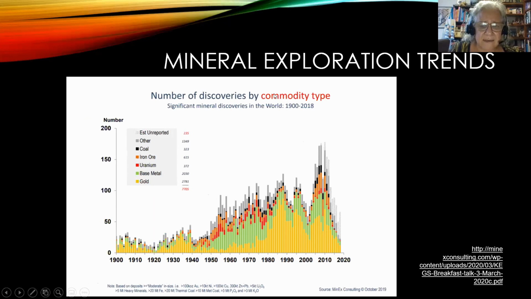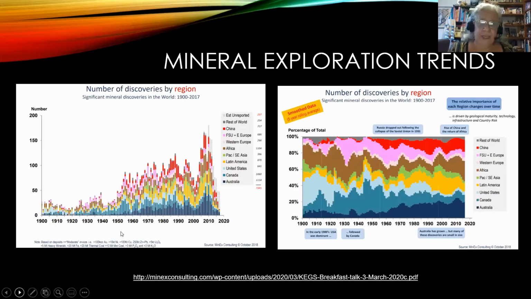And this is number of discoveries by commodity type. You can see gold is very important, as well as iron ore, and by region. So we find here in all regions where we have more discoveries. And here is the number of discoveries. This is smoothed data using a rolling average of 5 years. So it's easier to see.